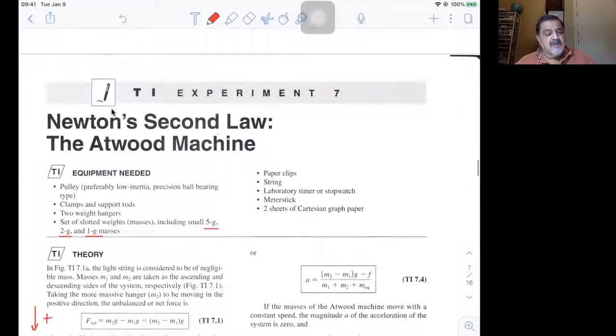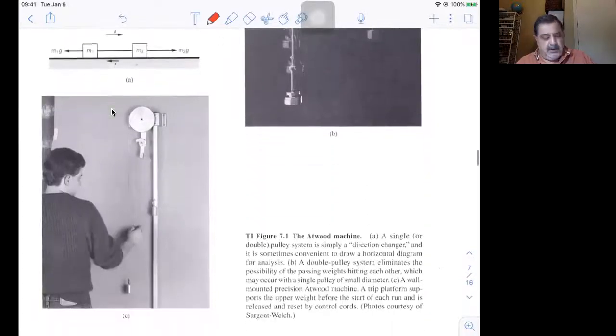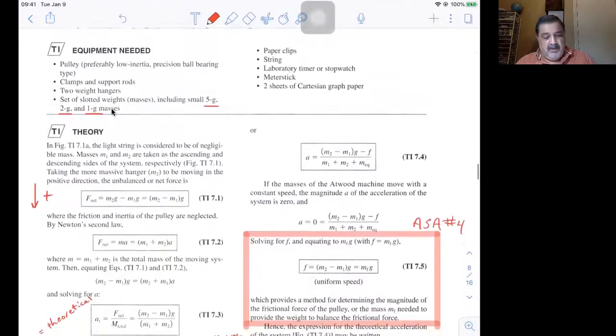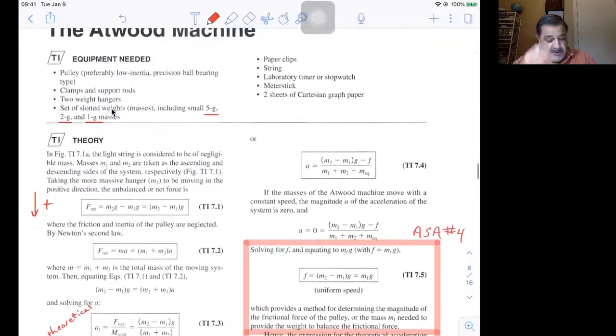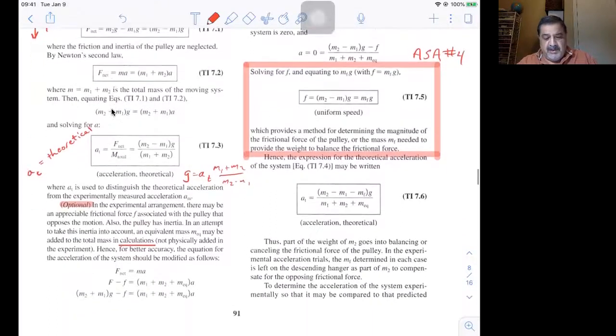Okay, we're going to use the velocity of those masses to calculate the acceleration. Now, we're not using the equipment, it's all virtual, so we can't do 2 and 1 gram increments. We can use 5 gram increments. But I want you to read the theory.